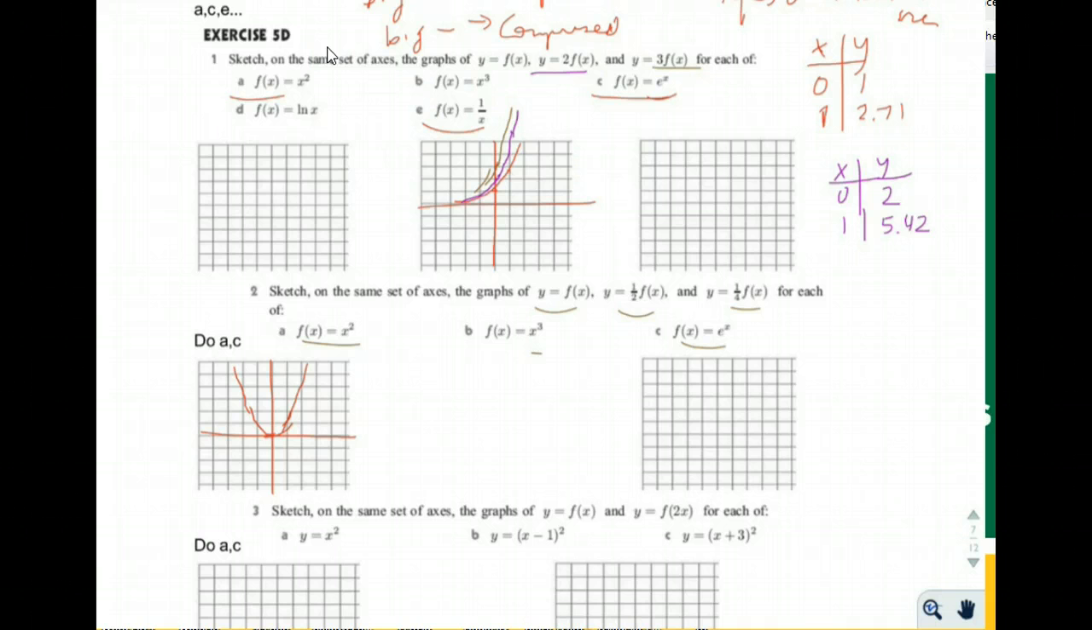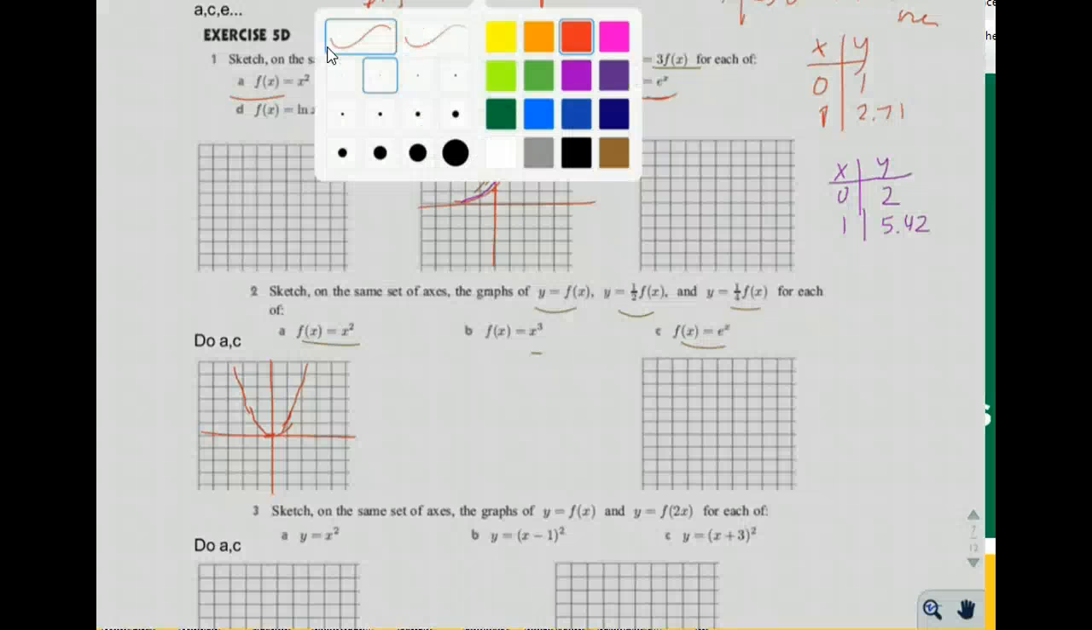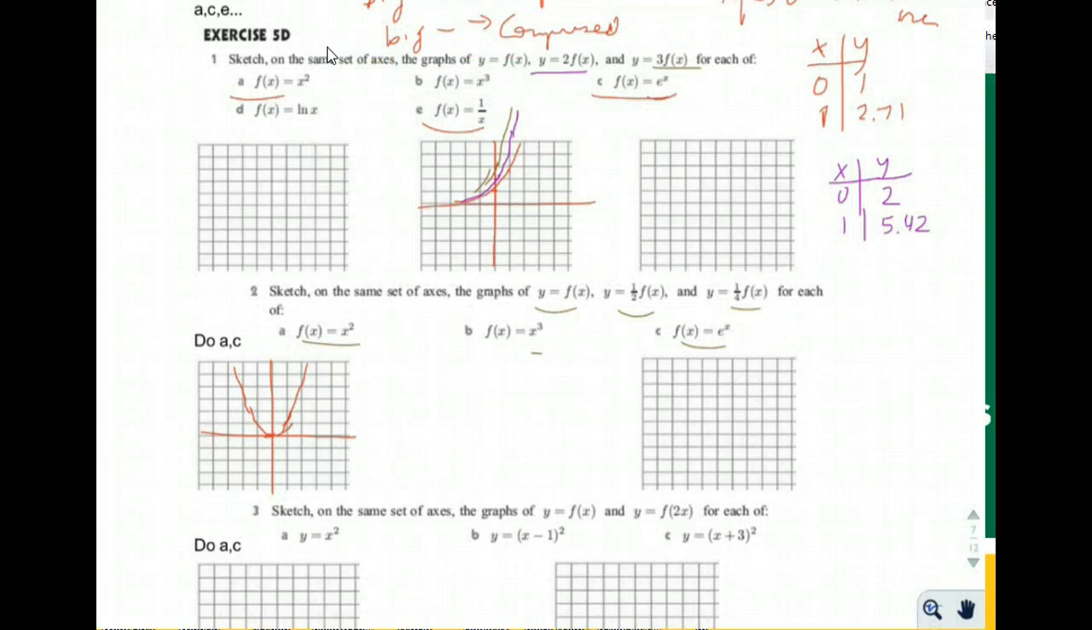And then what if we were going to do half of f of x? What does it look like? Half of f of x is going to make it so that, well, 0, 0 is the same. Instead of going through 1, comma 1, it'll go through 1, comma a half. Instead of going through 2, comma 4, it's going to go through 2, comma 2. So it's just going to be flatter.